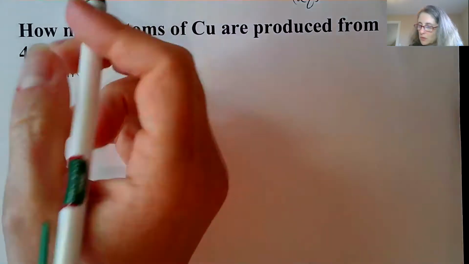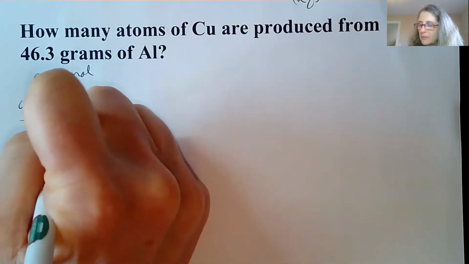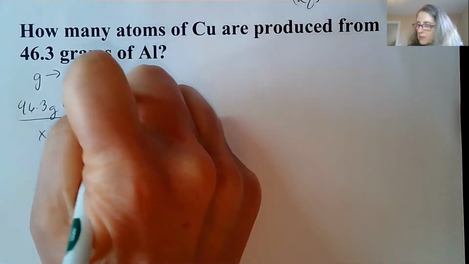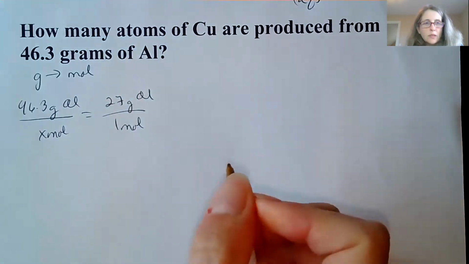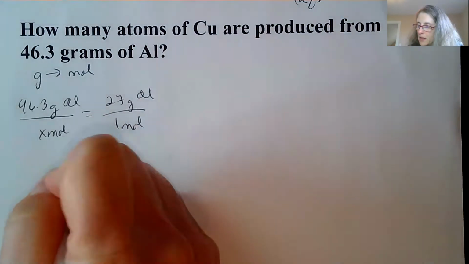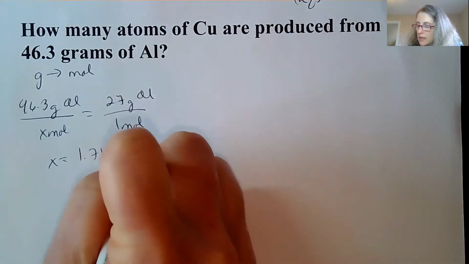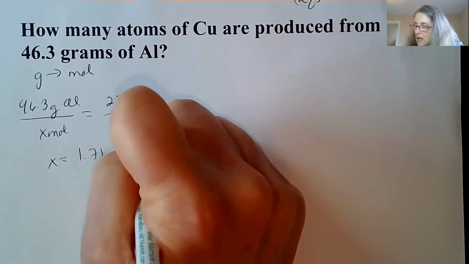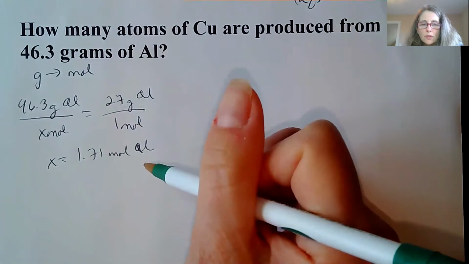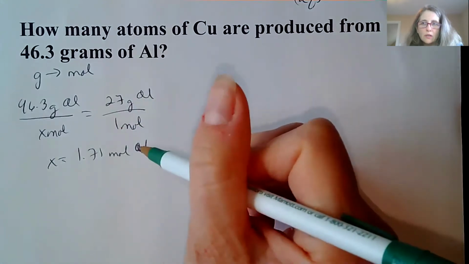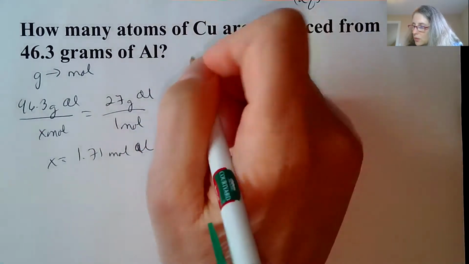So again, grams to moles: I'm going to take my 46.3 grams of aluminum and figure out how many moles that is. I look up the molar mass of aluminum and it's around 27 grams. So I set up 27 grams over 1 mole. X comes out to be around 1.71 moles, and you want to keep the same number of sig figs as you were given in the problem. I have 3 sig figs, so I have 1.71, and this is moles of aluminum. You do want to be very particular when you're doing these problems so you know what you have and what you are going towards.